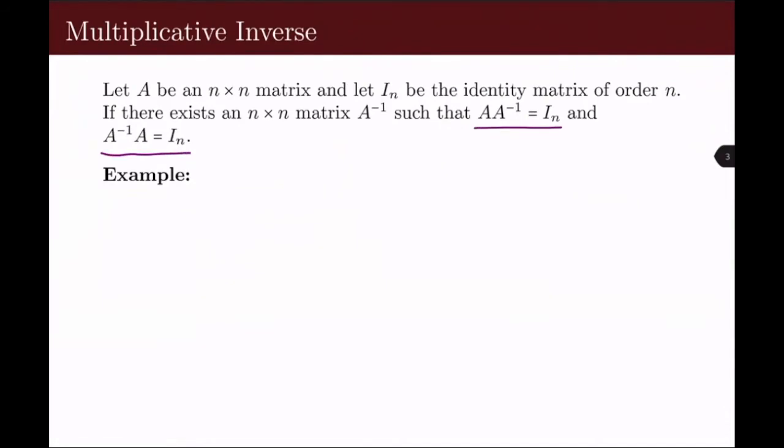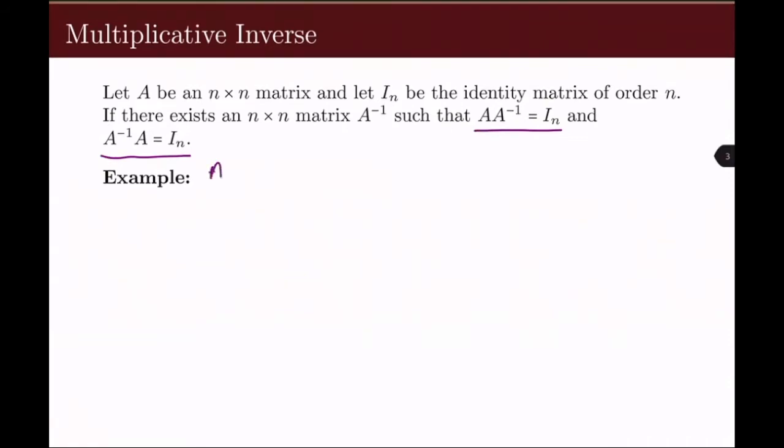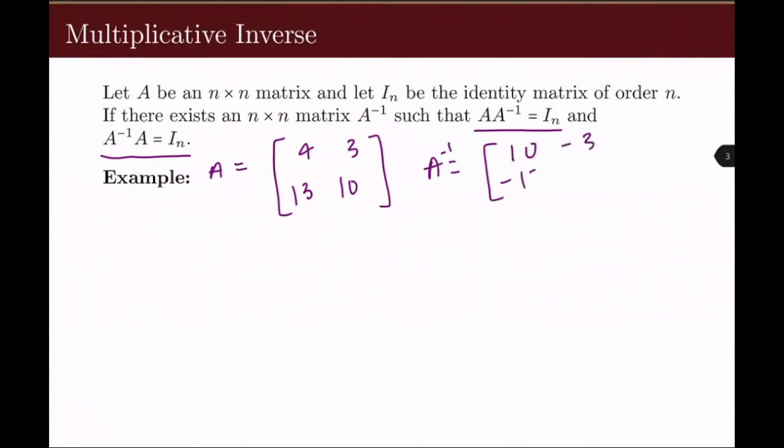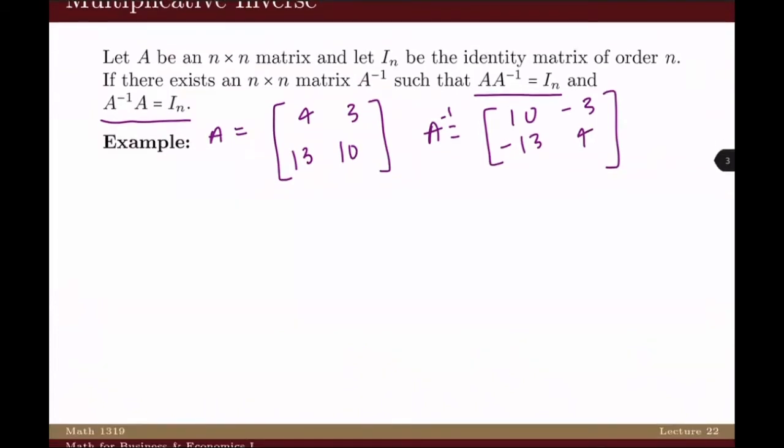And an example of this would be if we had A equals 4, 3, 13, 10, and B, well, I'll call it A inverse, and A inverse is equal to 10, negative 3, negative 13, and 4. All right, so we need to test it both ways. So let's try first, we'll do A times A inverse.